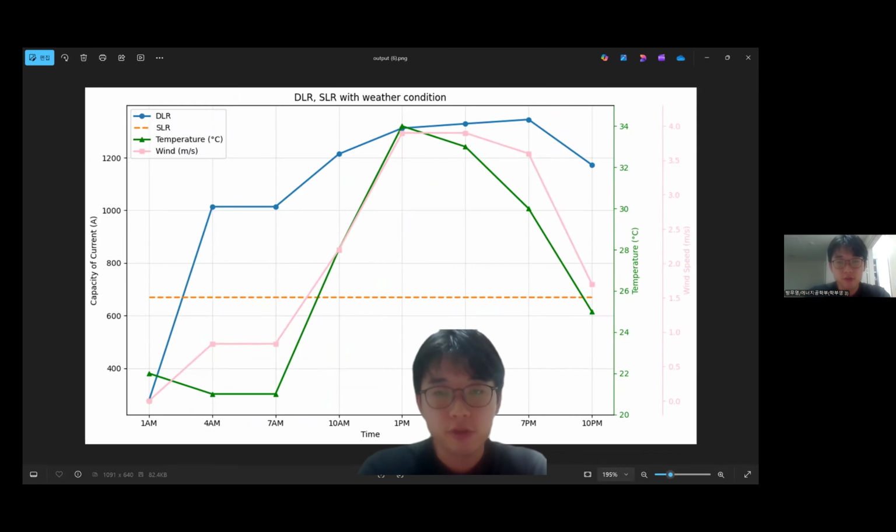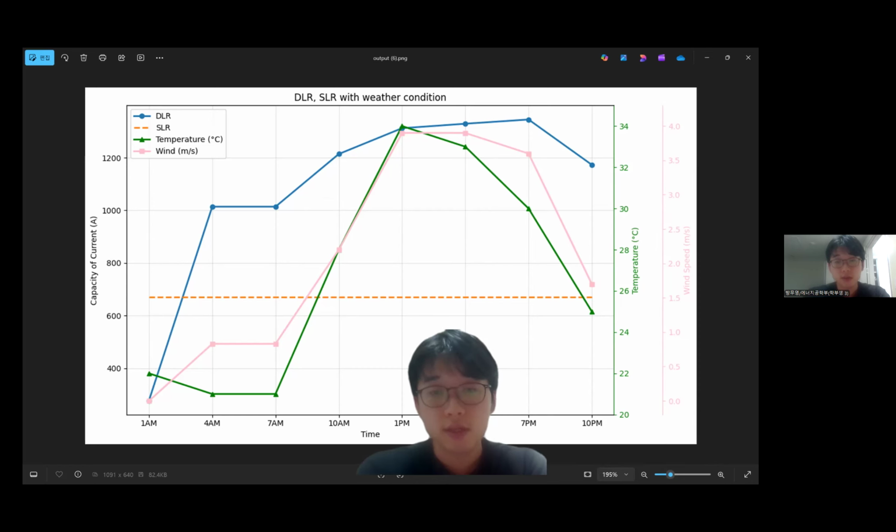Do you know how to calculate the capacity of a transmission line? There are ways like DLR and SLR. This figure shows the difference between DLR and SLR in a real experiment and how weather conditions affect DLR. Before I explain this figure, I want to explain SLR and DLR first.